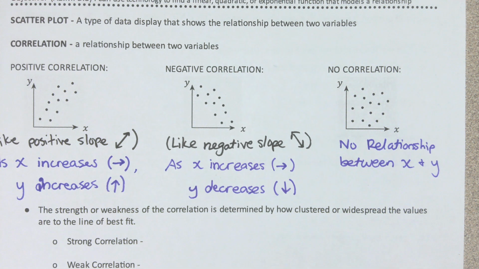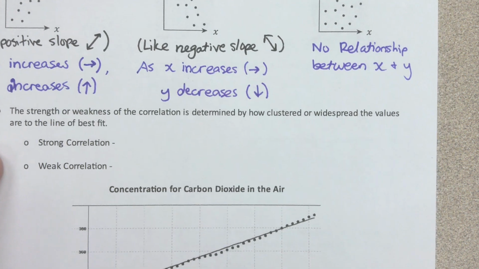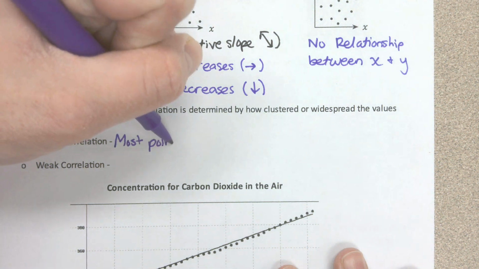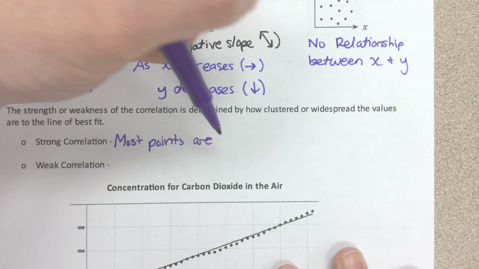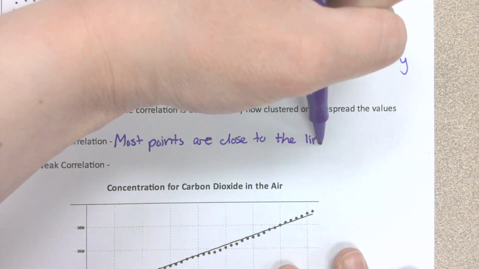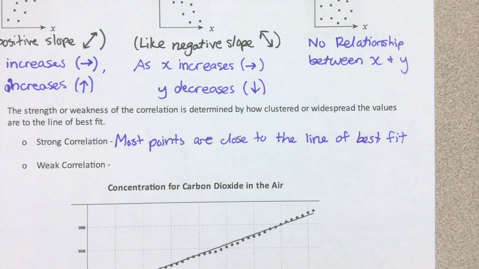There's one more thing to consider when it comes to correlation. There's another aspect of it. If it's strong or weak, this has everything to do with how close or far apart the points are to each other. The closer together, the better the relationship, and the further apart, the weaker the relationship. So a strong correlation is when most points are close to the line of best fit. We'll talk about line of best fit in a moment.